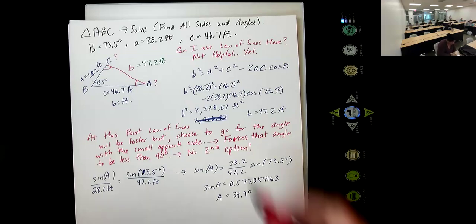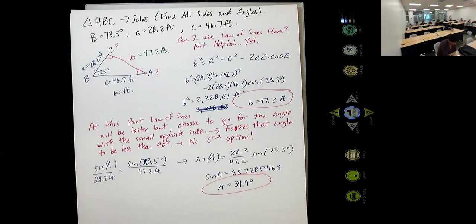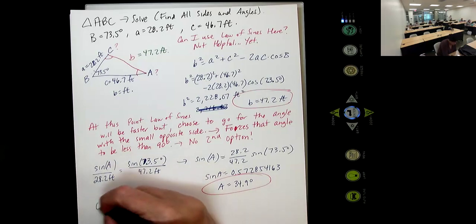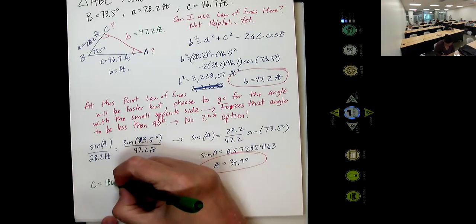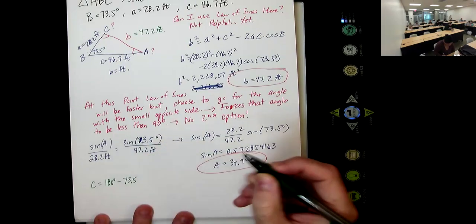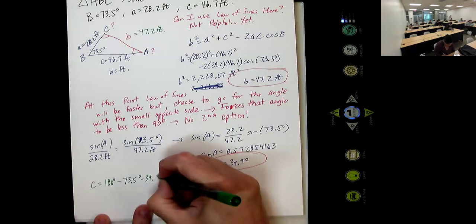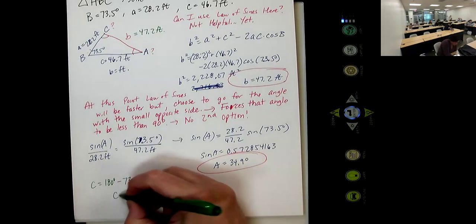So we wanted to find B. We wanted to find A. The last one we need is angle C. What's the easiest way to find C? Yeah, don't use either law at this point. Use what you know about triangles, they add up to 180. So C will be 180 minus 73.5 minus 34.9, and I'm getting 71.6 degrees.